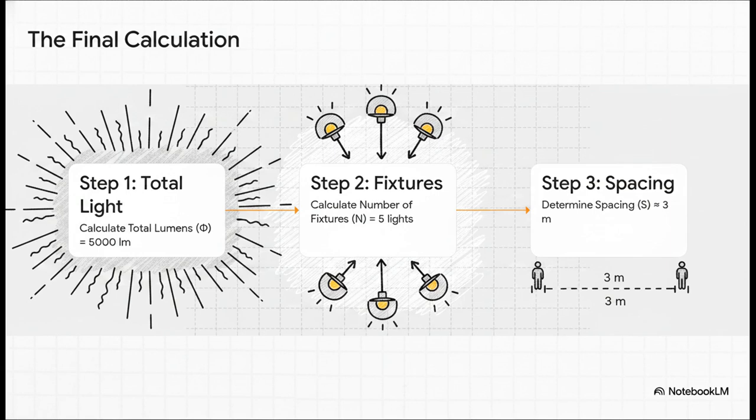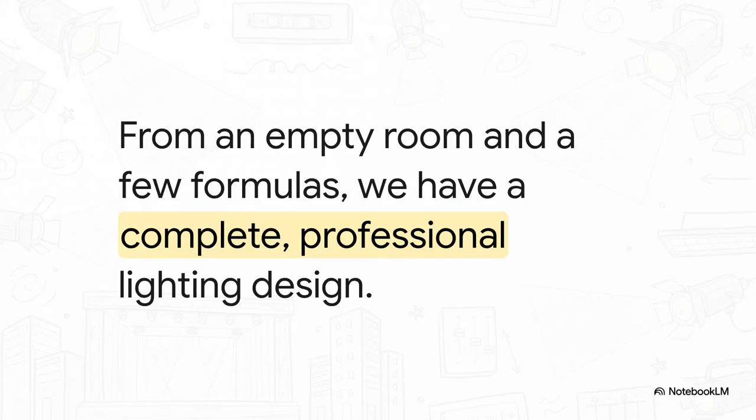So, step 1, we calculated our total real-world light needed, which came out to 5,000 lumens. Step 2, we figured out that meant we needed 5 of our 1,000 lumen fixtures. And finally, step 3, we used our spacing rule to place them about 3 meters apart. And we're done. And there you have it, the final plan. We went from a totally empty room and just a few simple formulas to a complete, professional lighting design. Every single fixture you see here is placed with a purpose, and it's all backed by math.